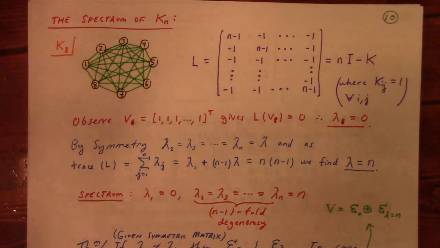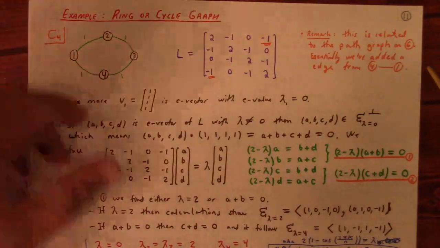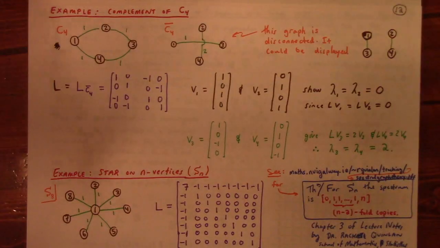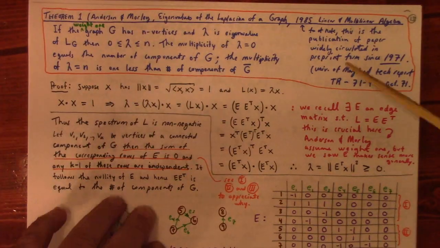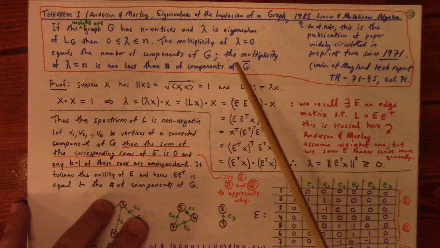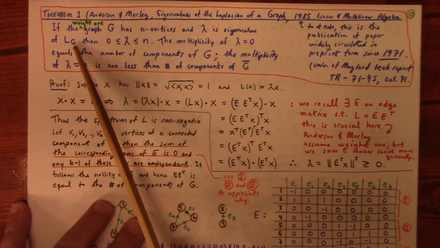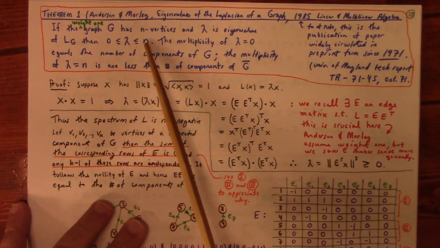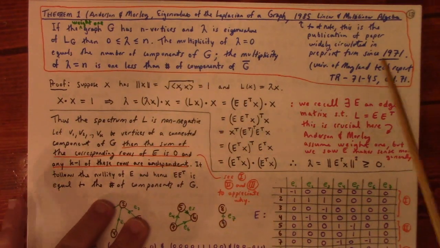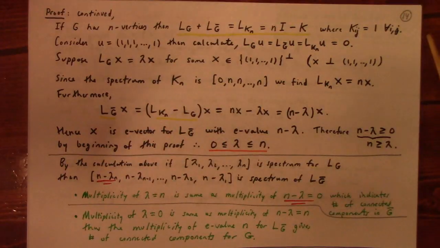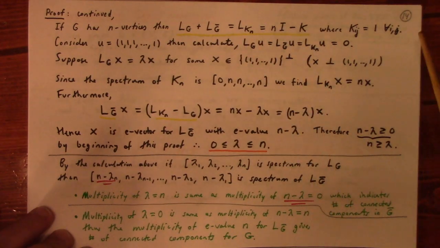All right, but we gave a proof before, which was based on playing some games with the complete graph. So let me get to it. We went through this proof last time from Anderson and Morley that if we have a weight 1 graph with n vertices and lambda is an eigenvalue of L_G, then lambda is bounded between 0 and n, and the multiplicity of lambda equals 0 equals the number of connected components of G. And the proof of that relied on the complementary graph, and the fact that the union of a graph and its complementary graph gives you the complete graph on n vertices.